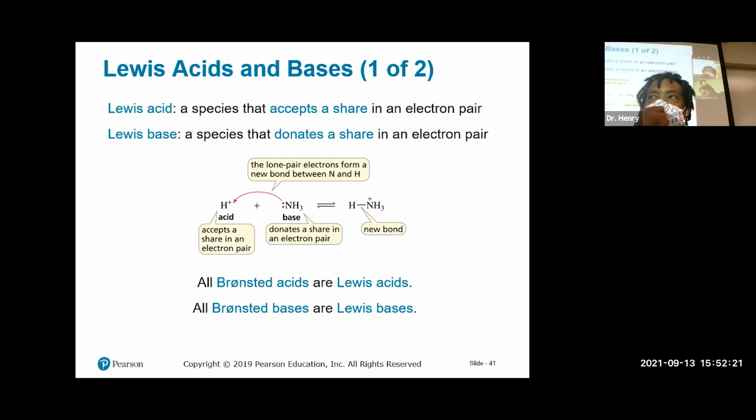Remember when we were talking about that acceptor of electron pairs? Is it an electron donor or an electron acceptor? Those are Lewis acids and bases. A Lewis acid is a species that accepts a shared electron pair, whereas a Lewis base is a donor of a shared electron pair. In other words, the base donates the electrons. That was exactly what I was showing you with that arrow earlier, right?